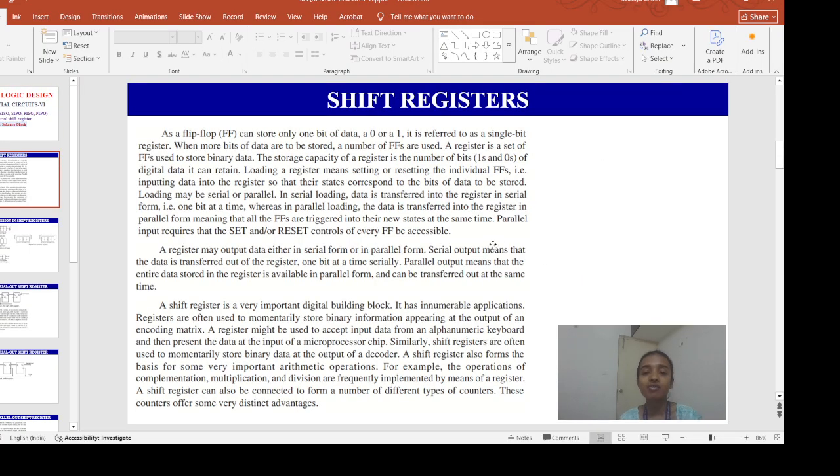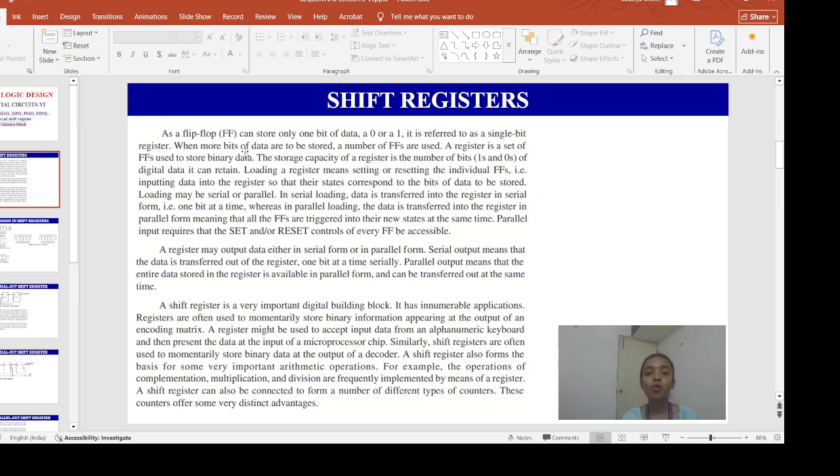So what are shift registers actually? Last class we discussed flip-flops, right? We have seen the conversion of flip-flops. So now we know what a flip-flop is. A flip-flop can store only one bit of data, either 0 or 1. So it is referred to as a single bit register.